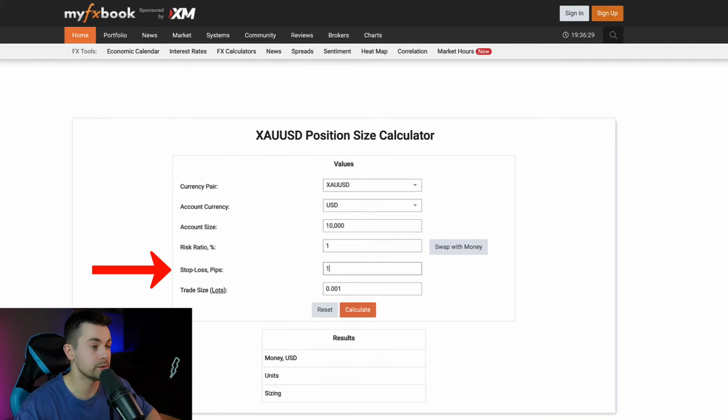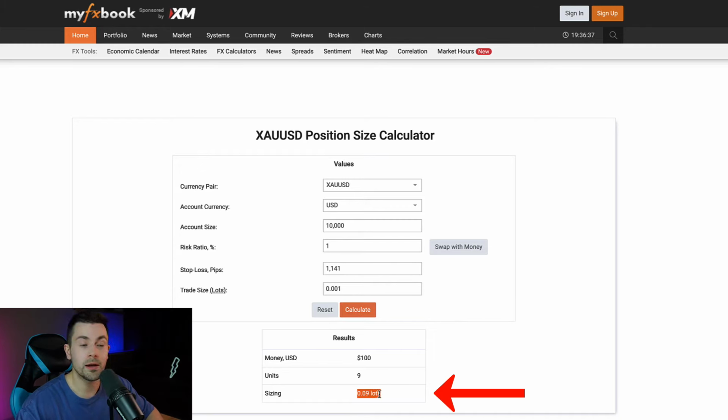And finally, the stop loss in pips. Our stop loss is 1141. Yes, and let's click calculate. So here will be our lot size. And with that lot size and with a 1141 pips stop loss, we will risk just $100 or 1% of our trading account.